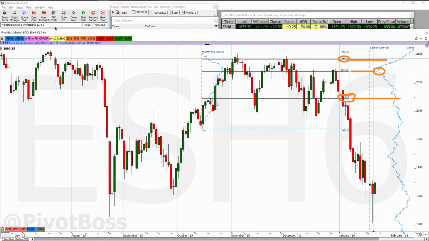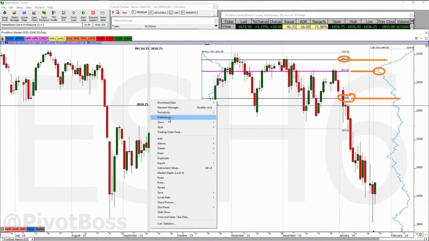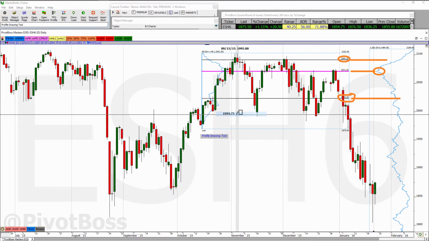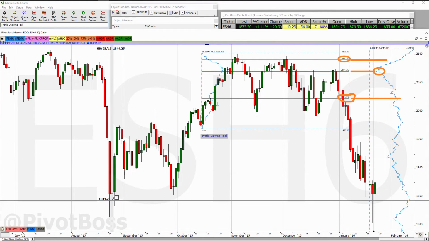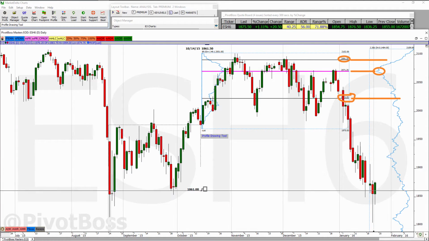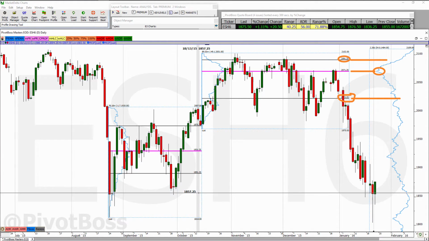And now what you see over here is if you right-click, well, I've got to right-click the chart, and then draw another profile, there's another range down here, right? So this range is somewhere that looks like this, like that.